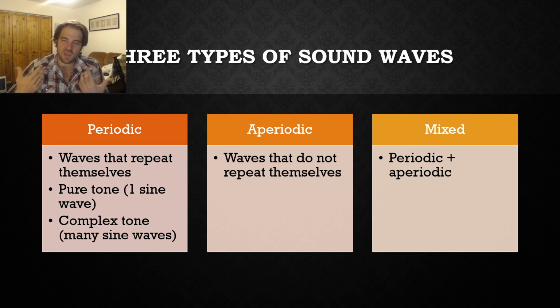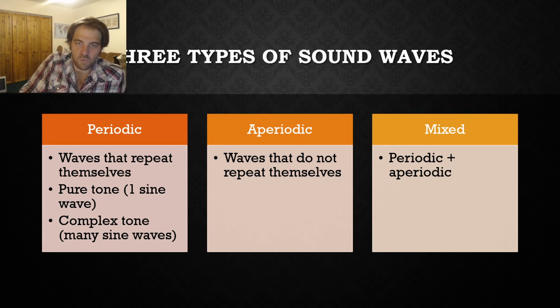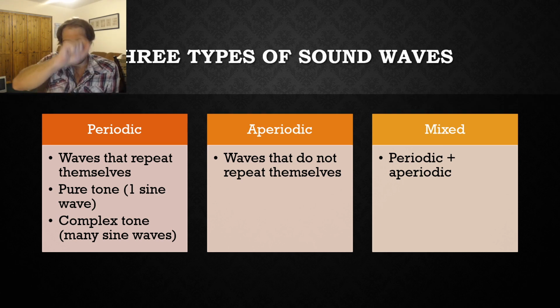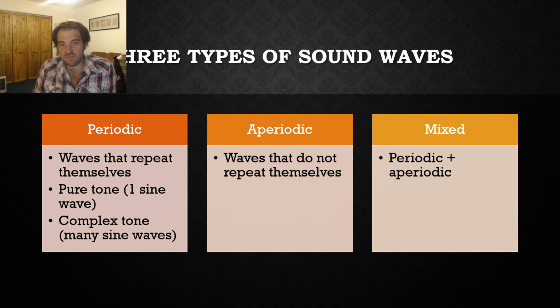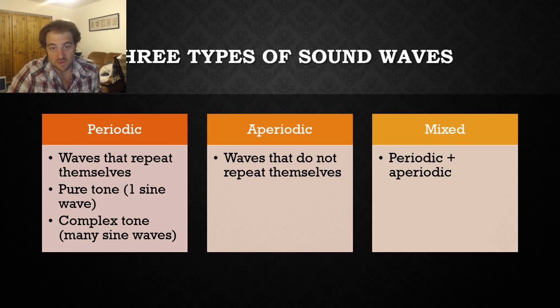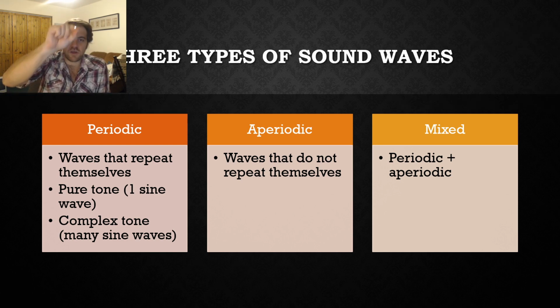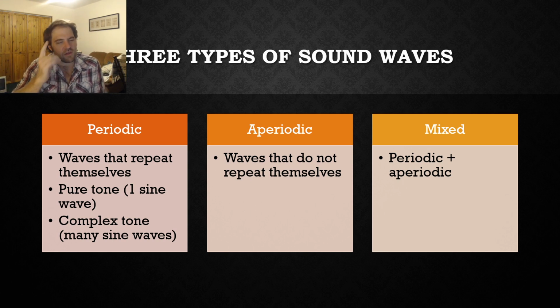A pure tone is a periodic wave, and that's only one sine wave, not two or three overlaid on top of each other. Although you can have more than one sine wave laid on top of each other, that would just be a complex tone. So it wouldn't necessarily look like your perfect sine wave if you have multiples overlaid, but it would still be periodic. You could look at it and see where it begins to repeat itself. So those are periodic waves.